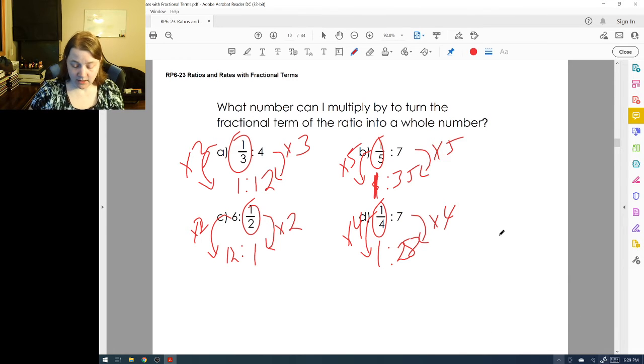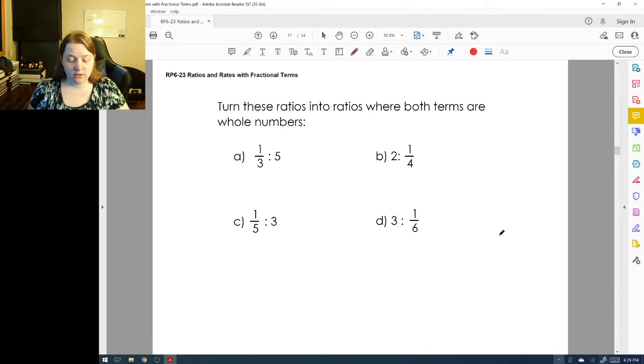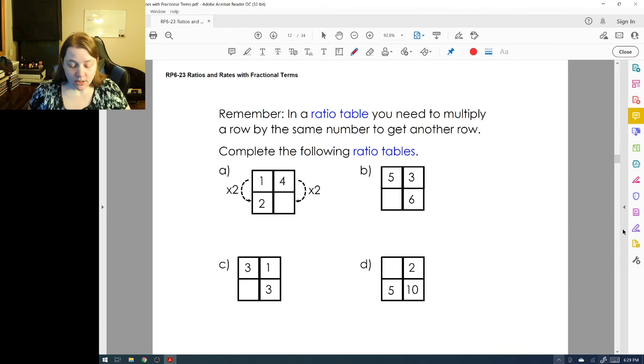Let's go ahead and move on. Let's turn these ratios into ratios where both terms are whole numbers. That's the same thing we just did. We're moving on. Remember that in a ratio table, you need to multiply a row by the same number to get another row. So let's take a look at these ratio tables.